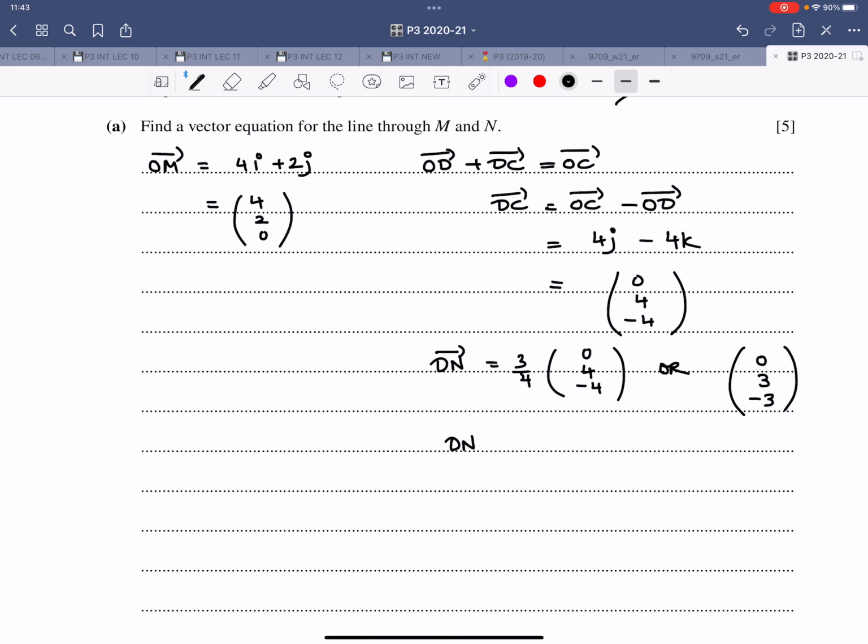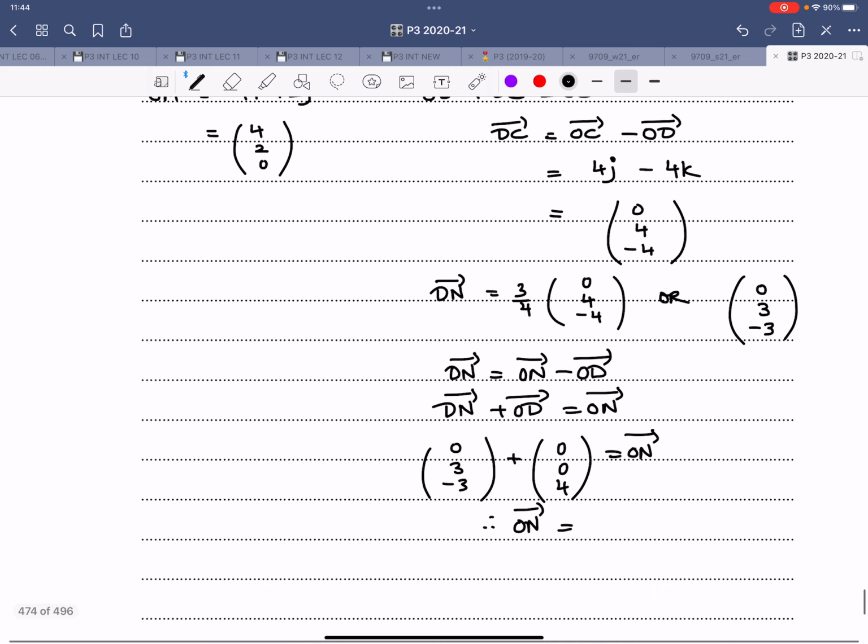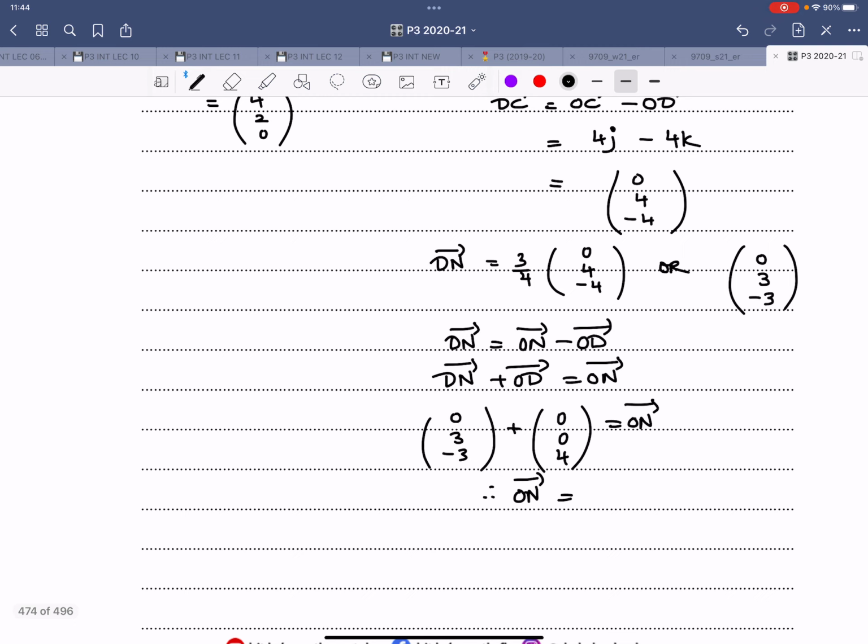But what is DN itself? DN is equal to ON minus OD. And if I make ON the subject, DN plus OD is equal to ON, my objective is ON. What is DN? 0, 3, minus 3. What is OD? OD is simply 4k, that is 0, 0 and 4. That is ON. Therefore, last but not the least, after all this effort, ON comes out to be 0 and 3 and 1. If you want to write in the ijk form, this is 0i plus 3j plus k.